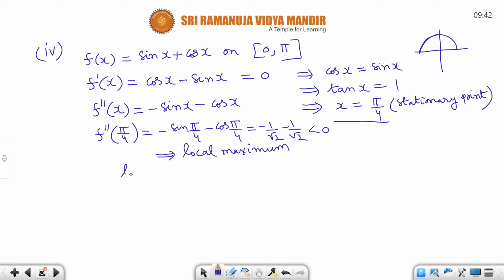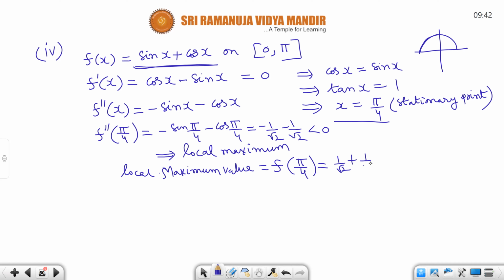So the local maximum value of the function is f of pi by 4. In the original function, you put x equal to pi by 4. Here, sin x plus cos x. Sin pi by 4 is 1 by root 2 plus cos pi by 4, another 1 by root 2. 2 into 1 by root 2, root 2. This is the local maximum value.